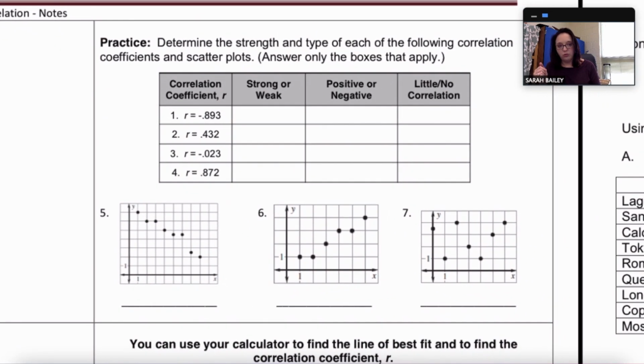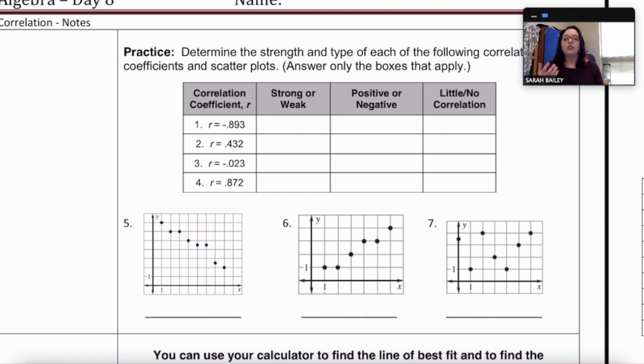Let's do a little bit of practice. It says to determine the strength and type of each of the following correlation coefficients and scatter plots. Answer only the boxes that apply. So the first 4 are just boxes. So if we had an r value of -0.893, well, that's pretty close to -1. So we would say it is strong. It's negative, so we're going to say negative. We're going to leave this blank. Okay? What about the next one?